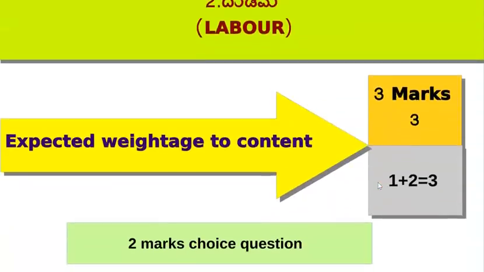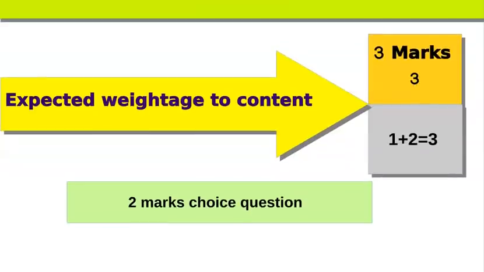This may come under 1 mark question. Next chapter, labor, that is Dudime. Expected weightage to content, total from this chapter you can expect 3 marks. If not, one 1 mark question and one 2 mark question, altogether 3 marks.